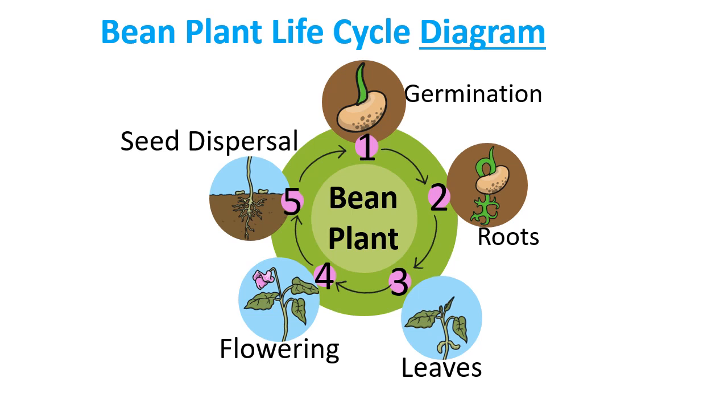Here we have a plant life cycle diagram showing the first stage is what we call germination. So you can say that out loud, germination. And then the second is roots. Then is leaves. Next is flowering. And the last is seed dispersal. So after seed dispersal, the life cycle of a plant starts again and again and again. It's a cycle, so it keeps going.